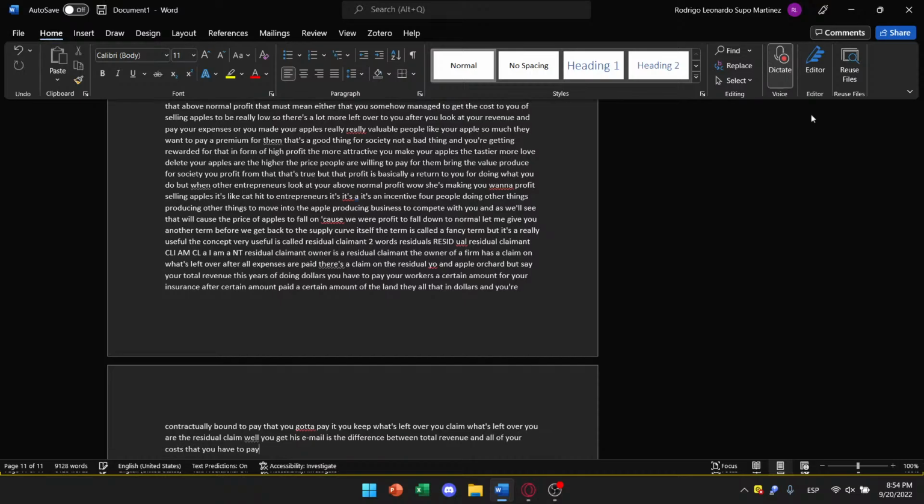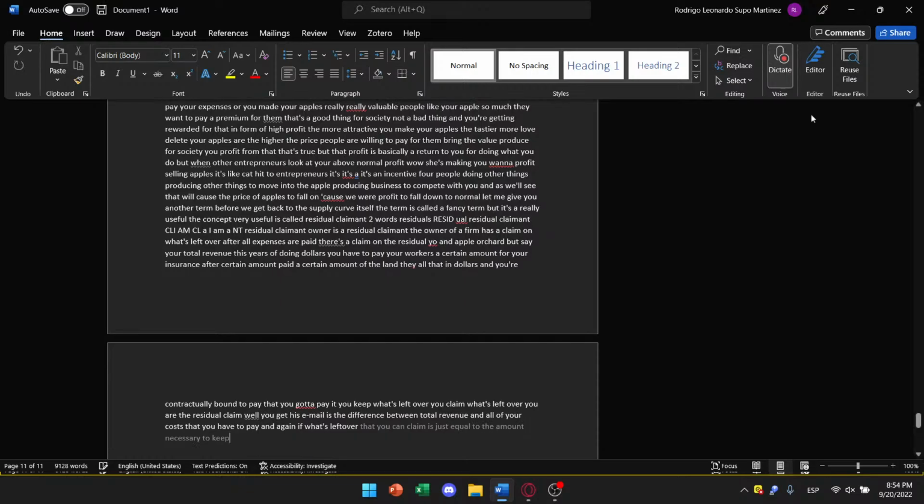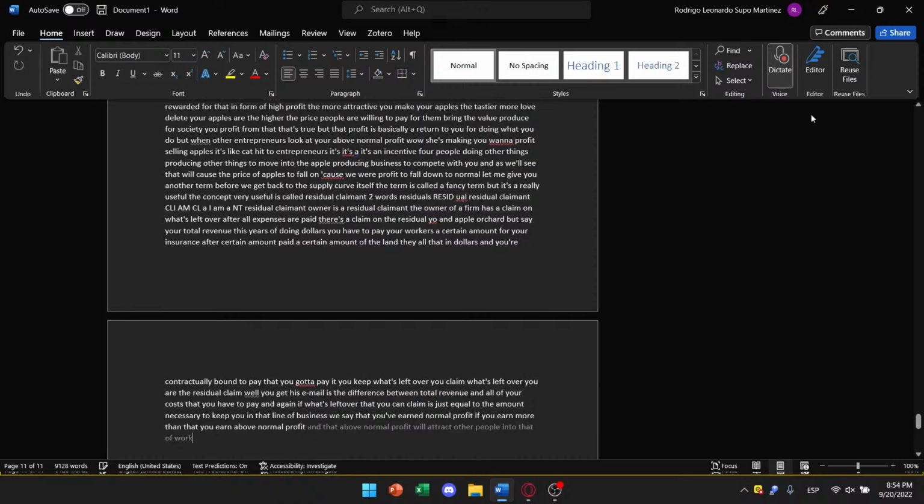And again, if what's left over that you can claim is just equal to the amount necessary to keep you in that line of business, we say that you earn normal profit. If you earn more than that, you earn above normal profit. And that above normal profit will attract other people into that line of work.